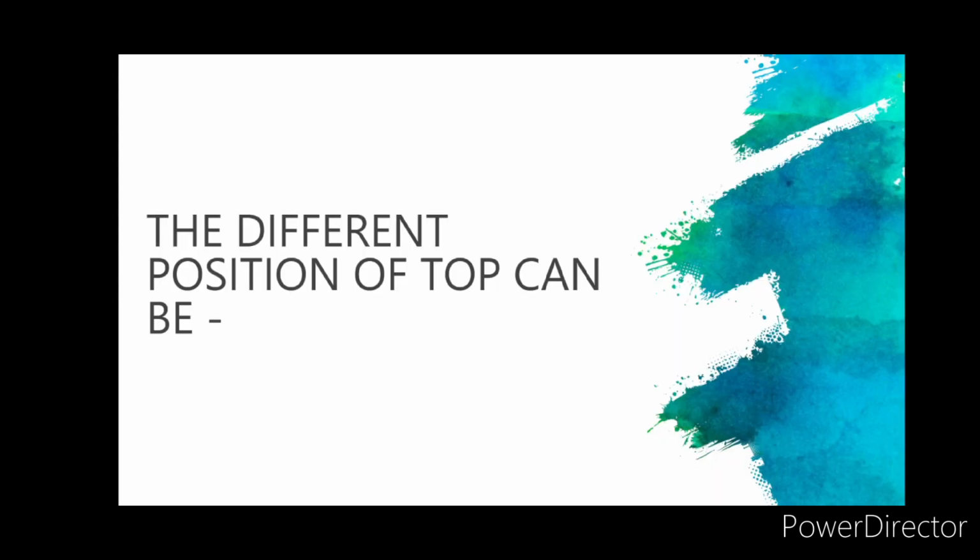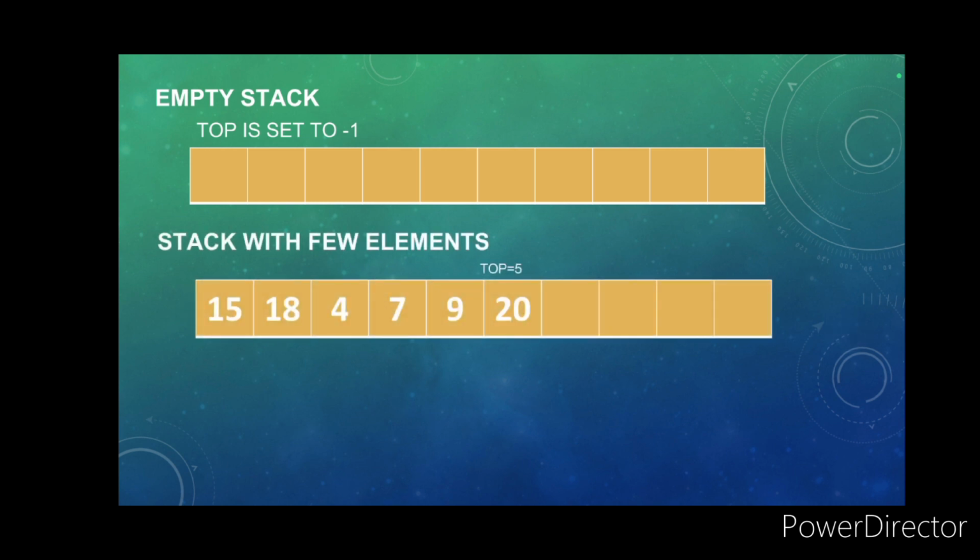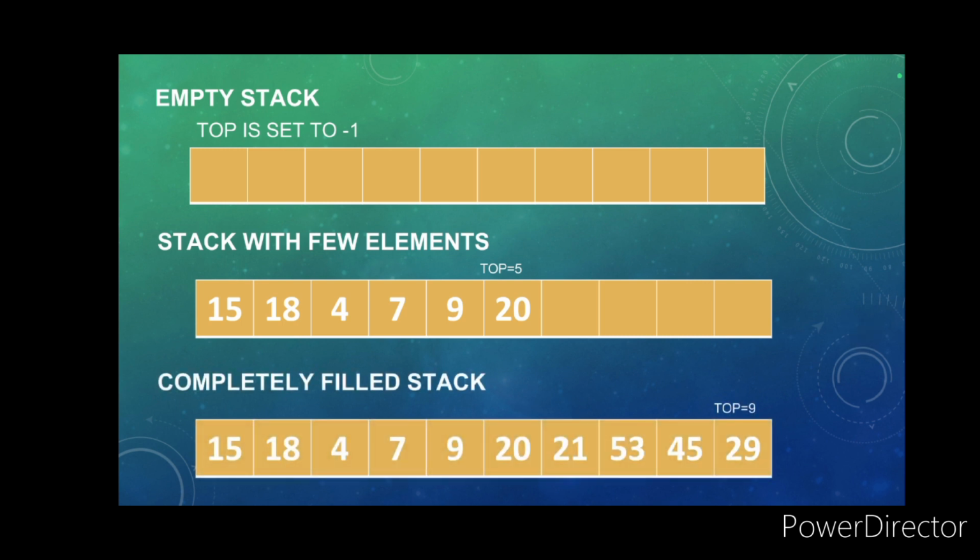The different positions of the pointer top can be: when the stack is empty, top is set to -1. So -1 indicates an empty stack. When the stack has a few elements, then top is the last element that was inserted into the stack. In this particular case, top is 5, which indicates the last element that was inserted. And in case of a completely filled stack, the top is the extreme end of the stack. This is a stack of 10 elements, so top is 9.